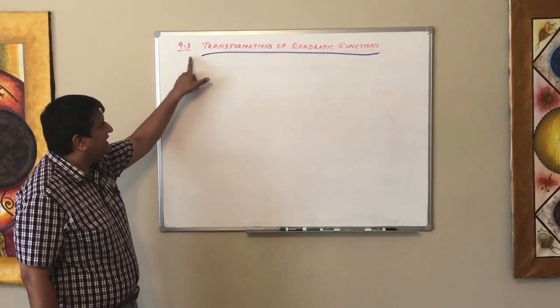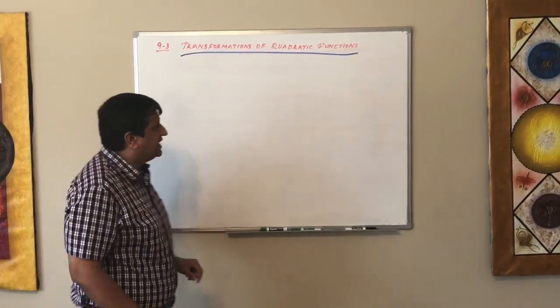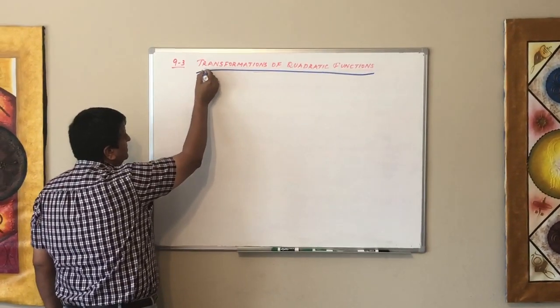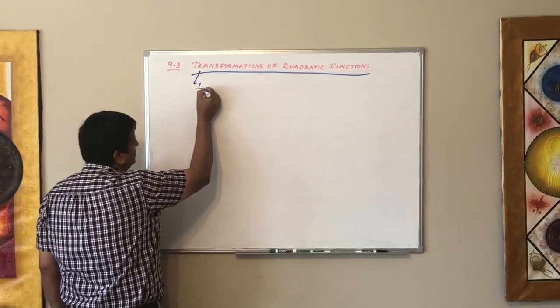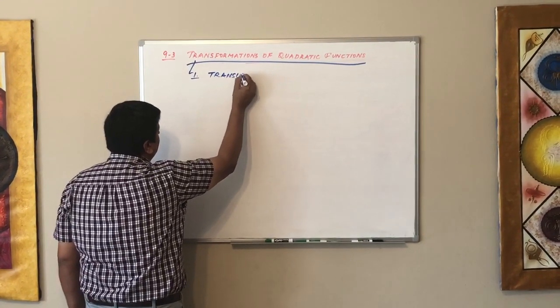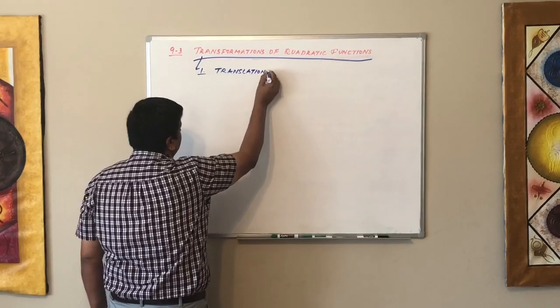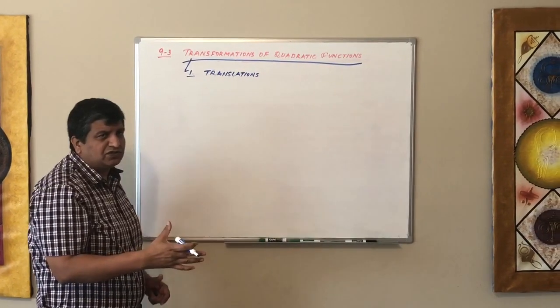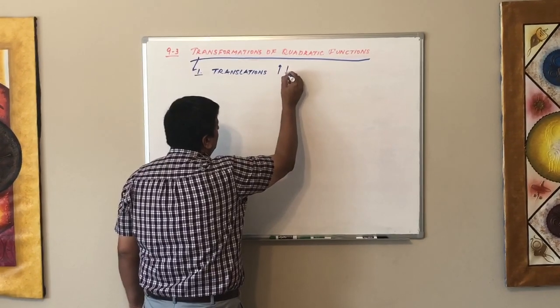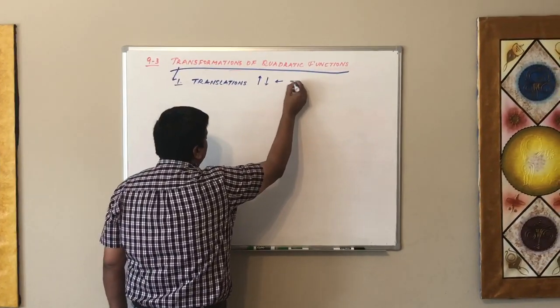So let's work on 9-3, transformations of quadratic functions. The transformations could be of different types. One kind of transformation is translation. That means the graph of a quadratic function can move either up or down, or left or right.